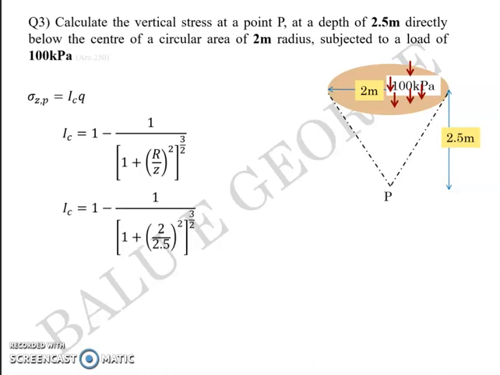So once you substitute that, you get the value of IC, and Q is nothing but 100 kilopascal, already given in the question. So sigma ZP = IC into Q is equal to IC into 100, which gets a value of 52.4 kilopascal. Again, it's just a direct and simple application of stress intensity beneath a circular area.